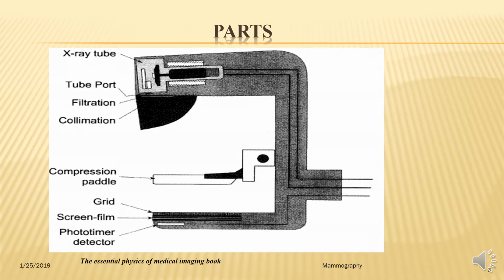These are the parts of the mammography device. Here is the X-ray tube which generates the X-ray. Here is the tube port and filtration, and there are different filters here, and a collimation device which collimates the coming filtered ray. Here is the compression panel which compresses the breast, and here is a grid, screen film, and phototimer detector. These are all the parts of the mammography device.